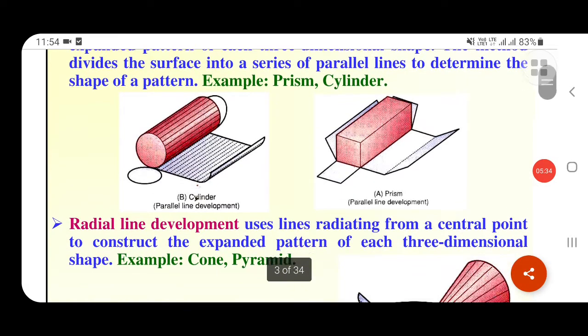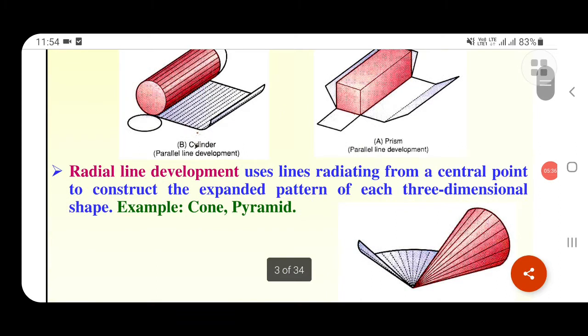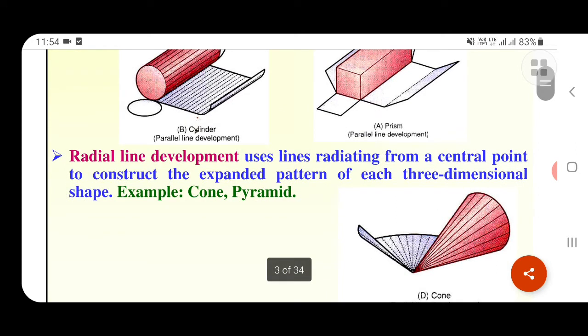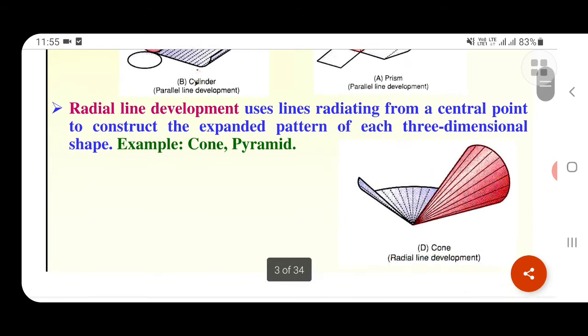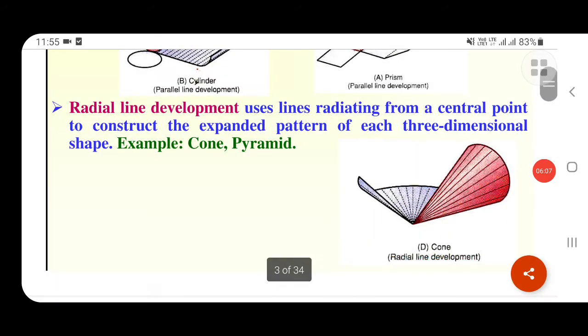Parallel line method. Second is the radial line method. It uses lines radiating from a center point to construct the expanded pattern of three-dimensional shapes, for example, a pyramid and a cone. So it is a line radiating from a central point to construct the expanded pattern of a three-dimensional shape. That is a cone and pyramid. Okay, so write down, and this is an example of cone radial line development.